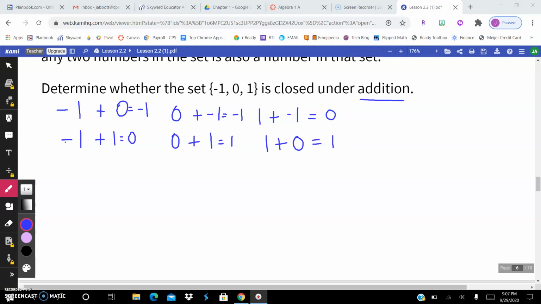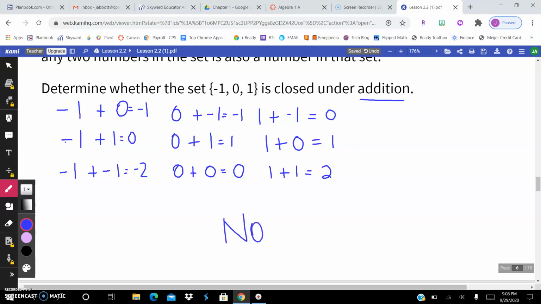The other things that we have to go through is we have to add each number plus itself. So negative 1 plus negative 1, 0 plus 0, and then 1 plus 1. So if I do that, I get negative 2, this I get 0, and this I get 2. When I do that, negative 2 and 2 are not in my set. So this is not closed under addition because we ended up with that negative 2 and that positive 2.